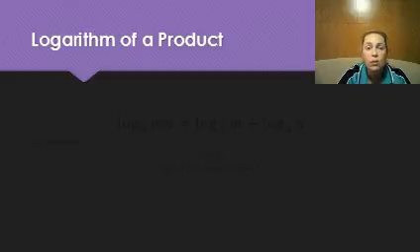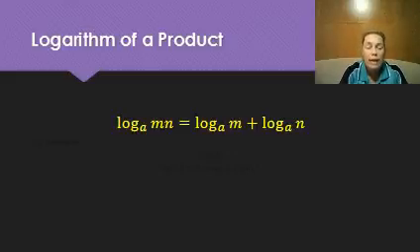Okay, so let's start off with the logarithm of a product. And I'm going to give you the rule straight out. So our rule is the log of mn to base a is equal to the log of m to the base a plus the log of n to the base a. Now this links straight to index rules. I'm not going to give you the proof at the moment, but we can look at that in another video.